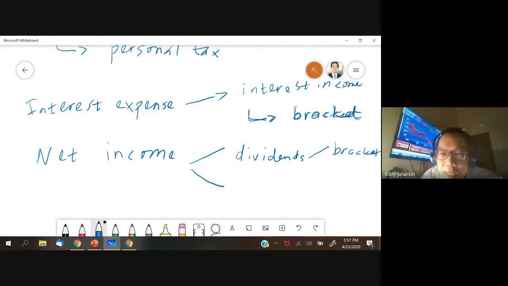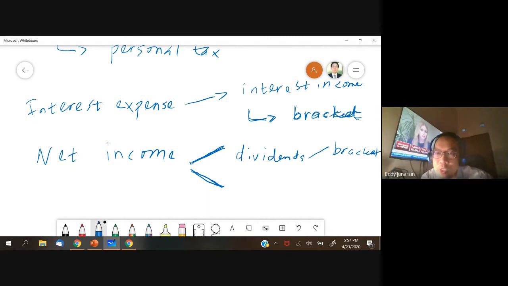Second possibility is you save the money. Out of the net income, some of it will be distributed as dividends, and some of it would be saved or retained as retained earnings or corporate savings. And then you use the retained earnings to expand your business, to reinvest, to enlarge your projects or anything.